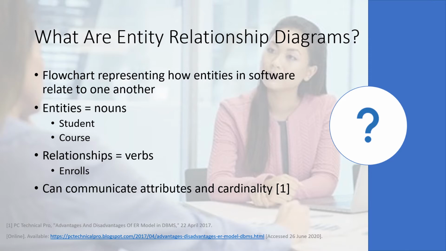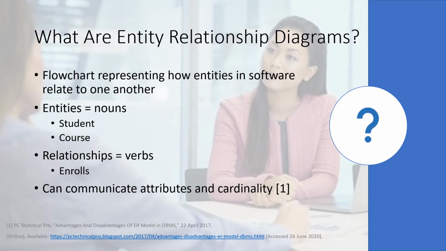For instance, a student and a course could both be entities. The verb that would connect them might be enrolls, as in a student enrolls in a course. The ERD gives us a visual representation of this relationship. Additionally, the ERD provides further information about the relationship by showing the attributes of each entity, such as name for student and ID for course.